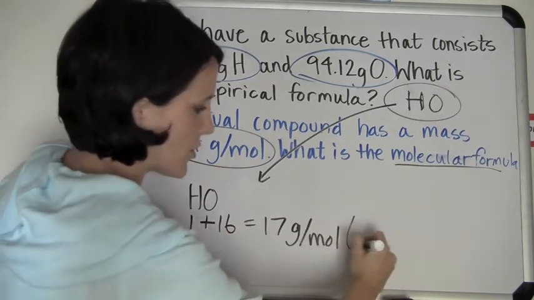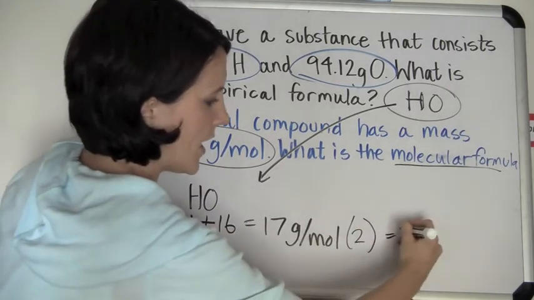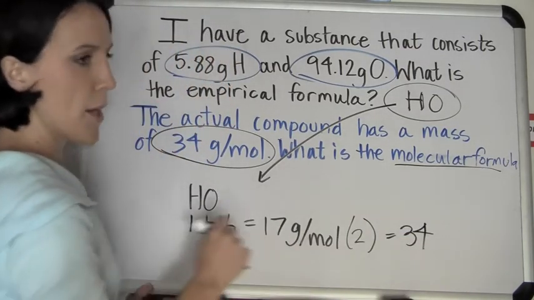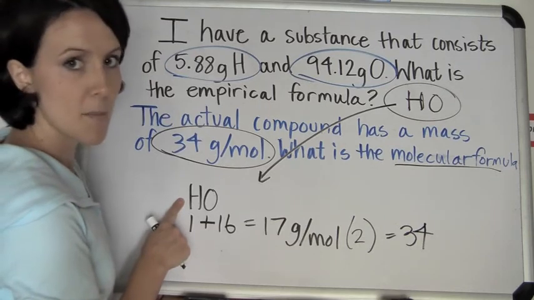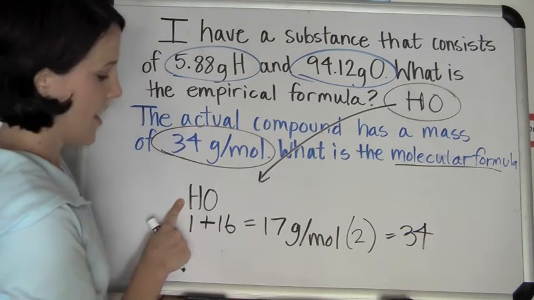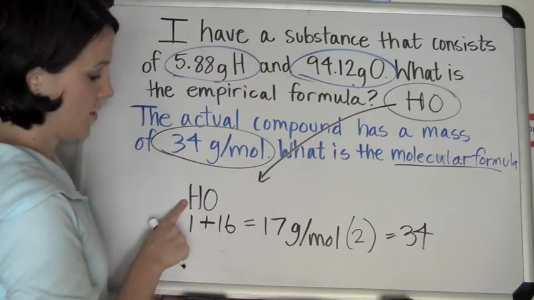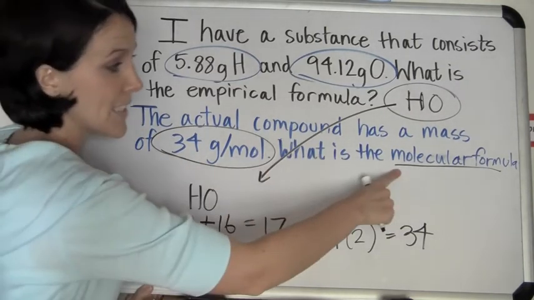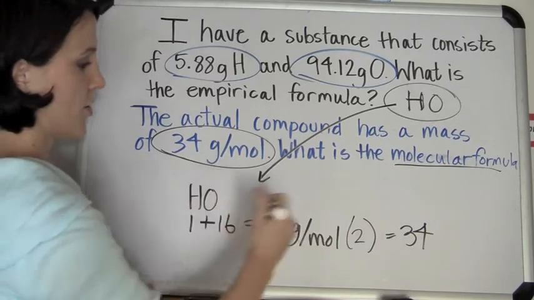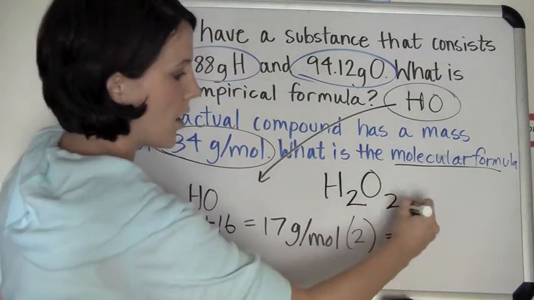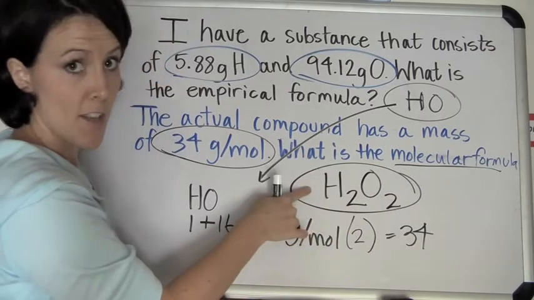Let me just prove that to you. Multiply this by 2 and you get 34. That means that the empirical formula is not the same as the molecular formula in this case. The empirical formula must be multiplied by 2 so that we can get the molecular formula. So the molecular formula should be H2O2. And that is our answer.